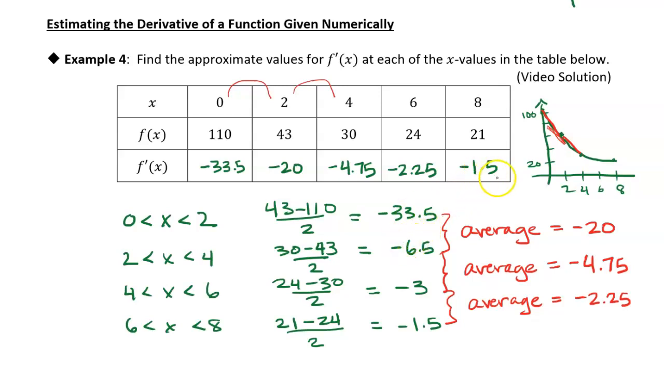We couldn't do that at 0 and 8 because we don't have values on either side. If I knew something about the value at 10, then maybe I could get a better estimate for 8. But at the endpoints I can't do the averaging trick, so that's as good as I can do given the information I have. Now I have a function for the derivative, f prime of x, in tabular form. I have it numerically. All right, I'll see you for the next video.